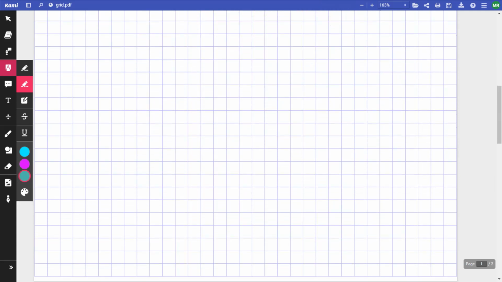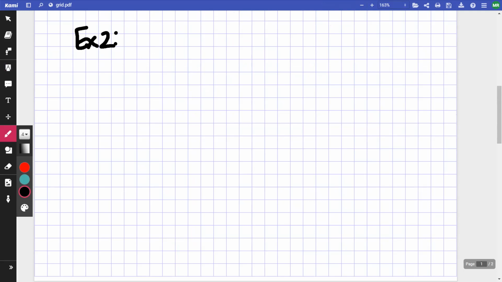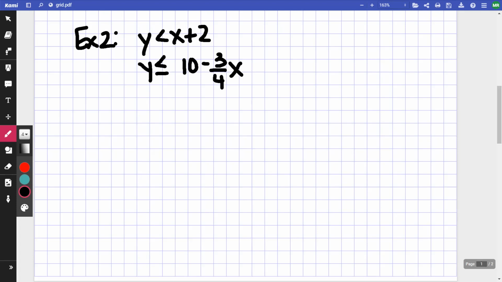Now, let's try another example. So let's try the following. Let's say, for example, we have y is less than x plus 2, and y is less than or equal to 10 minus 3/4 x. Okay.